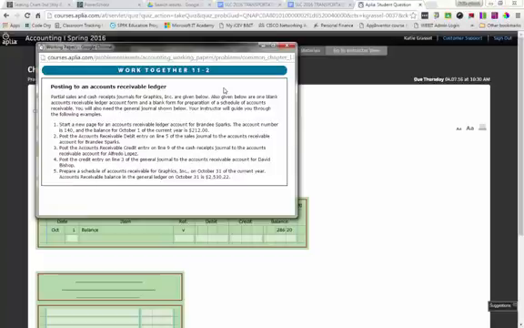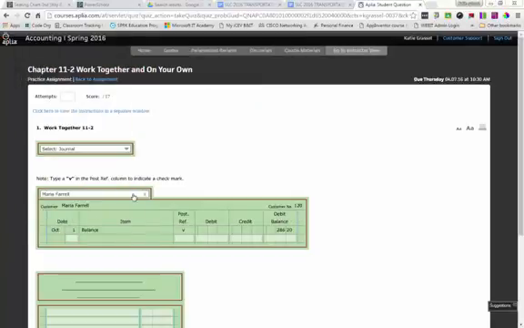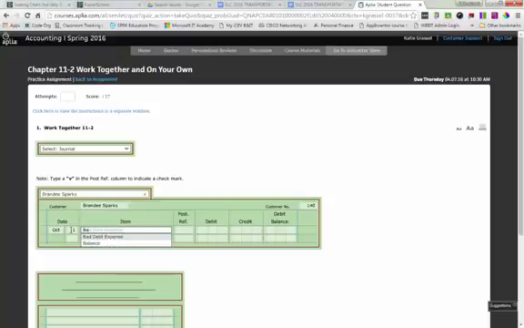Now, instruction number 1 reads, start a new page for accounts receivable ledger account for Brandy Sparks. The account number is 140. The balance for October 1st of the current year is $212. So I need to go to my subsidiary ledger. I'm going to find my blank form for Brandy Sparks. I'm going to put in the account title on the very top, Brandy Sparks. Account number is 140. The date is October 1st. In the item column, we write balance. Post reference, we put a check mark. And the balance for Brandy Sparks is going to be $212. That is instruction number 1.